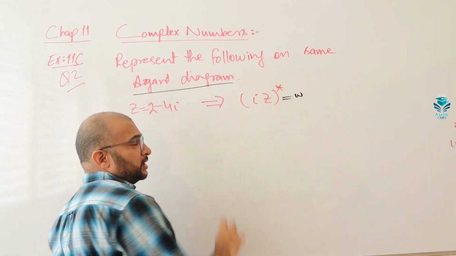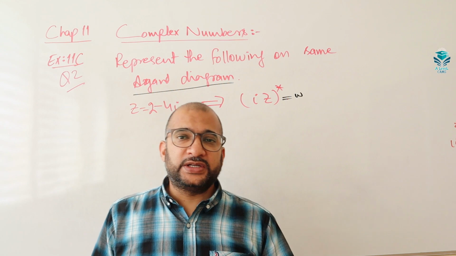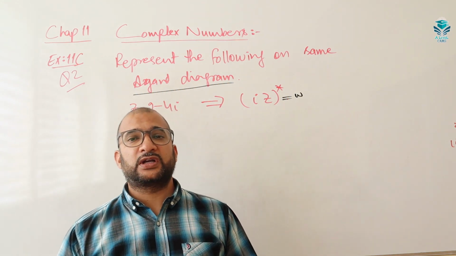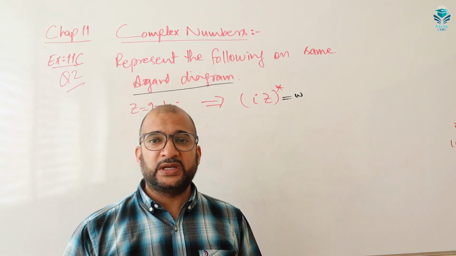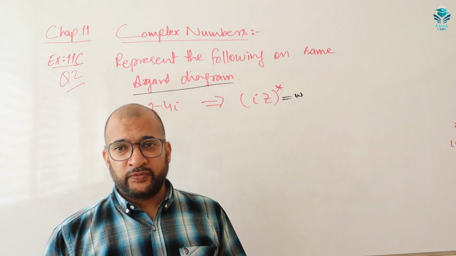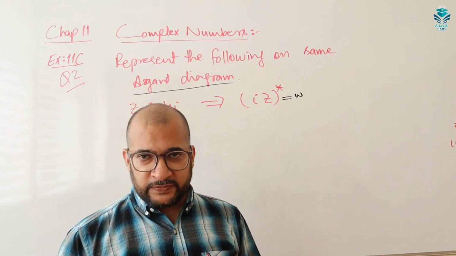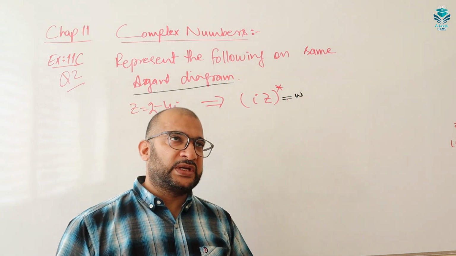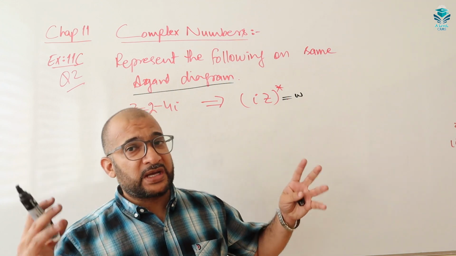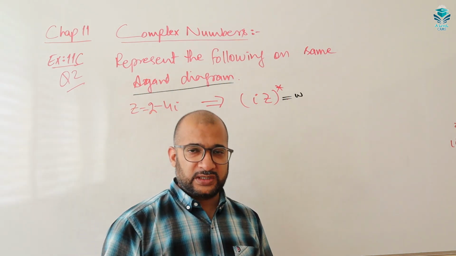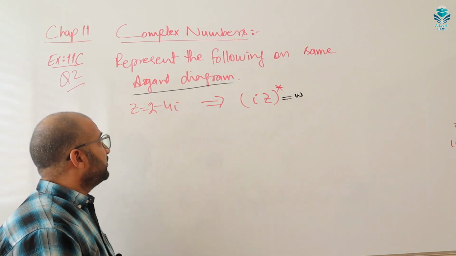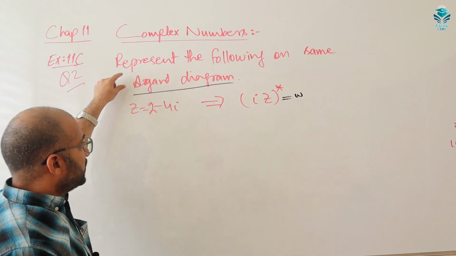What is an Argand diagram? The geometrical representation or geometrical illustration of complex numbers in the complex plane is called the Argand diagram. Argand is a mathematician who gave this notion of how we can visualize complex numbers. After his idea, the graphical representation is called the Argand diagram.